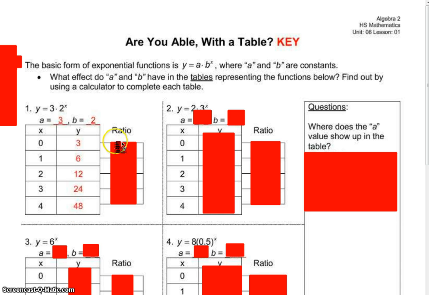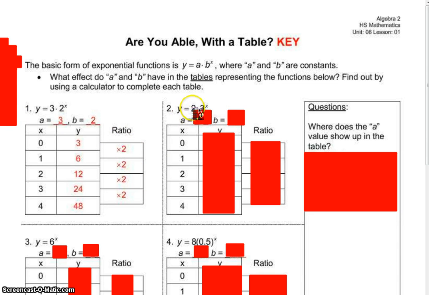So to get your ratio, you would say I did 3 times 2. I did 6 times 2. I did 12 times 2. And I did 24 times 2. So my ratio here is 2.